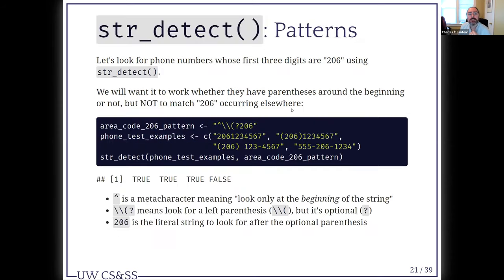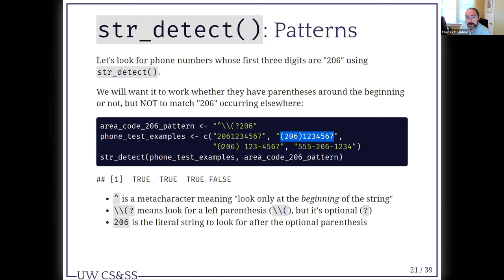Yeah. Okay. So what we want to do here is find all the classic 206 area code Seattle numbers. The thing about it, though, is because this is administrative data and they don't sanitize the inputs to their database, all the phone numbers can have totally different formats. We can have phone numbers like 206-123-4567, parentheses 206-123-4567, parentheses 123-4567, or like 555-206-1234.